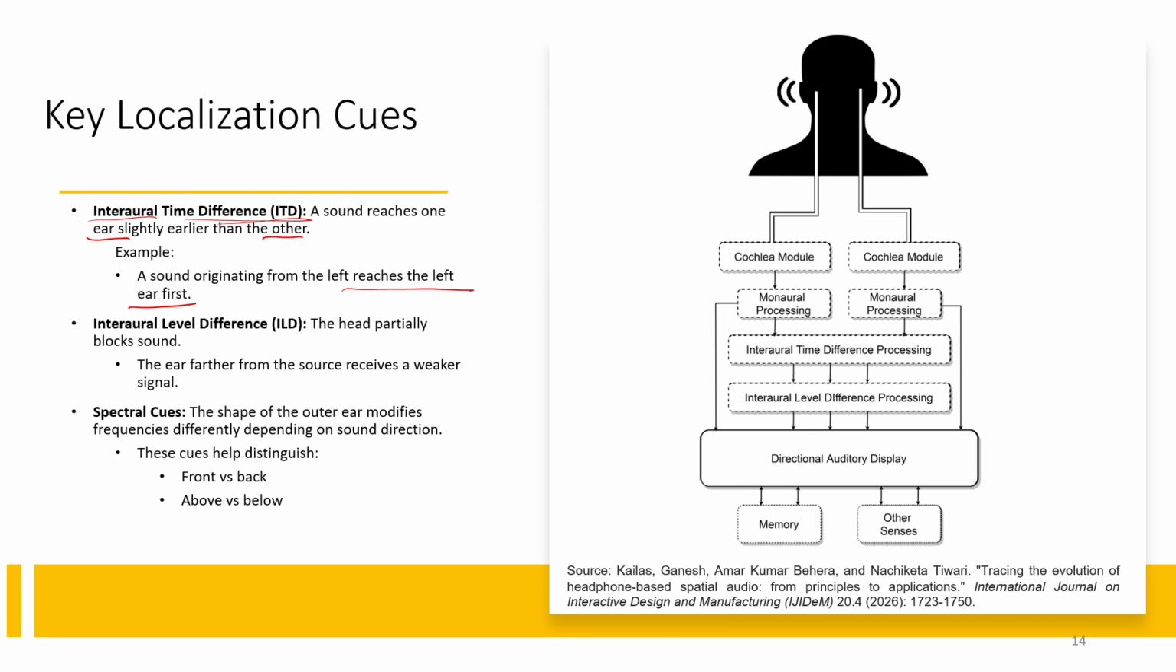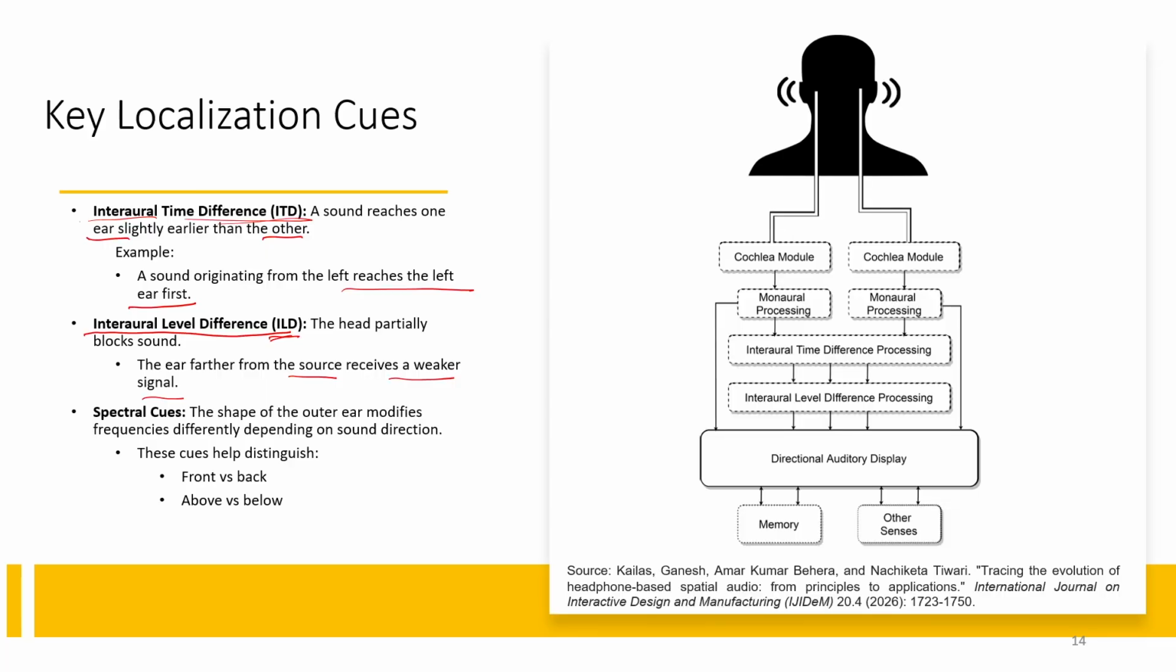We may also be able to tell where the sound is coming from by the level difference. That is known as the interaural level difference, or ILD. The head partially blocks the sound and the ear which is farther from the source receives a weaker signal. So, let us say the sound is coming from the left side, my head is partially blocking the sound waves that are entering the right ear. That is known as the interaural level difference, and that is also a key localization cue.